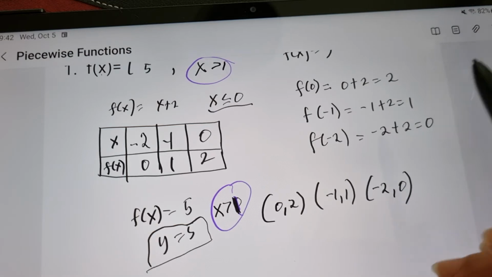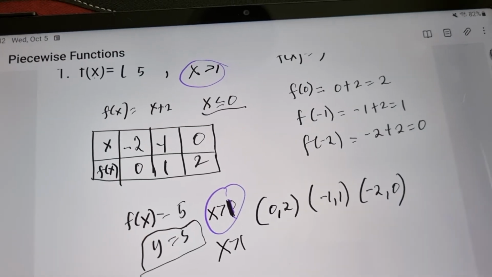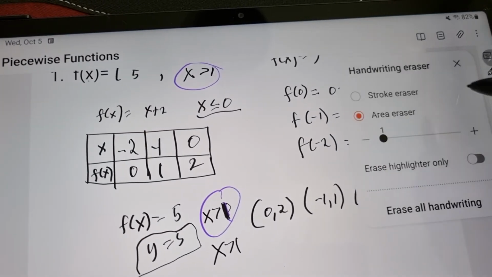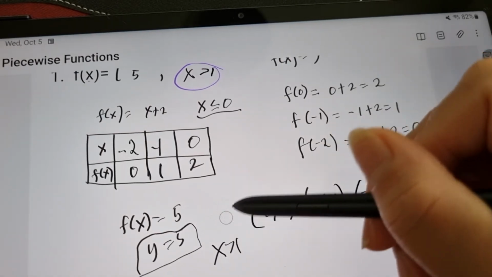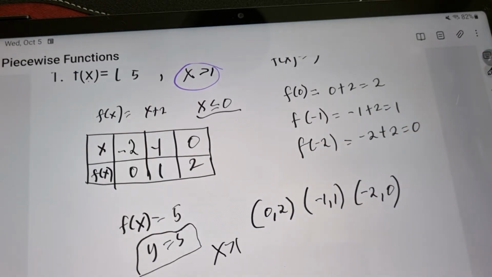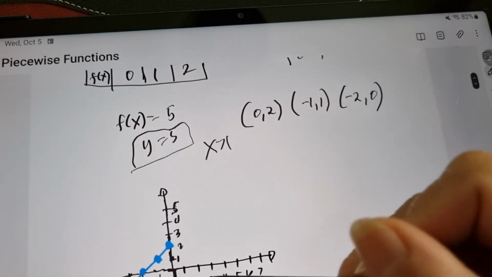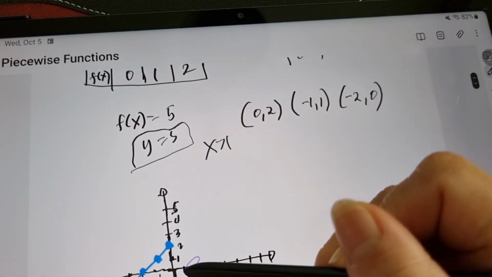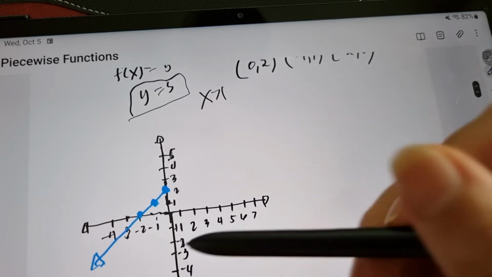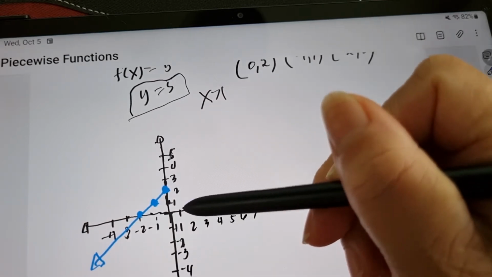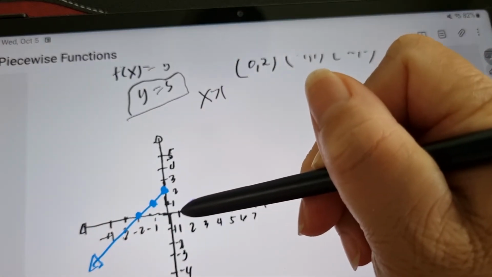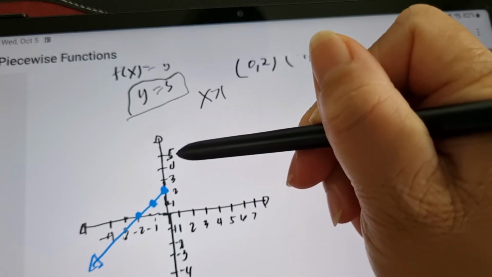X is greater than 1. So, tanggalin na natin yan. Okay. So, now, nandito ang 1 sa x. Ito ang x natin, ito, 1. So, aakyat tayo ng 5 kasi y is equal to 5 dito.